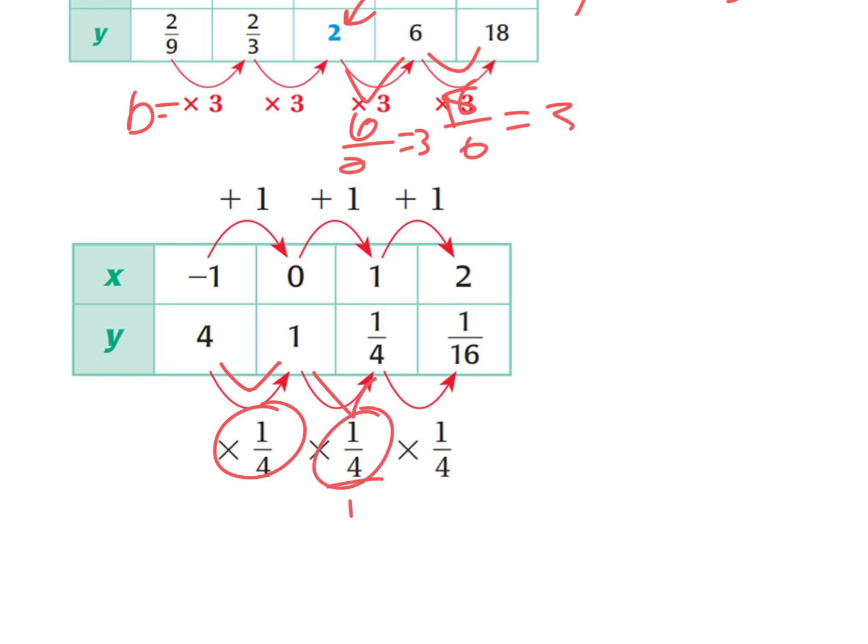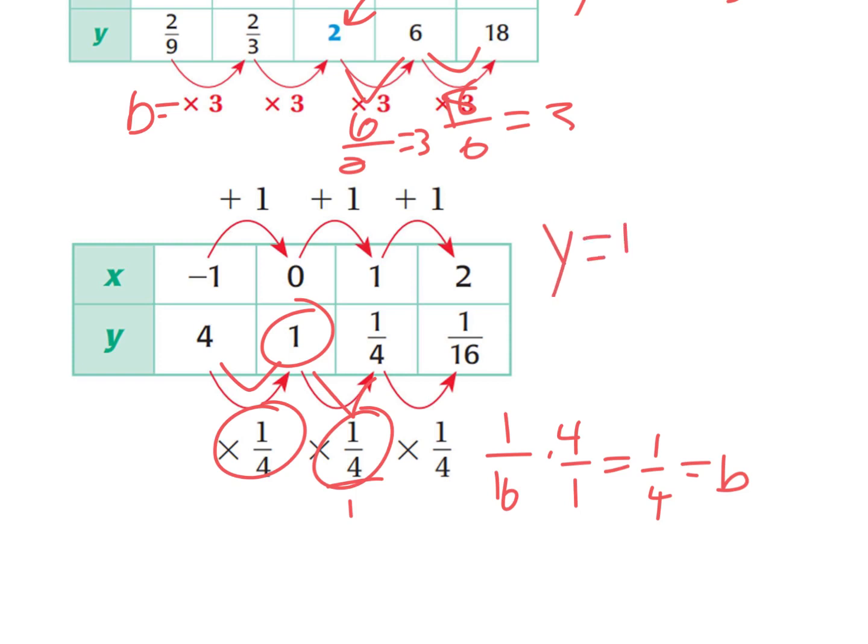So we'd have 1/4. And then we do 1/16 divided by 1/4. You can put it in a calculator, or it's 1/16 times 4 over 1, right? Dividing by a fraction, that'd be 1/4. So our b value would be 1/4. Our a value would be 1. So we'd have y equals 1 times 1/4 to the x. You don't have to write the 1, and you could put the 1/4 as 0.25 as well.